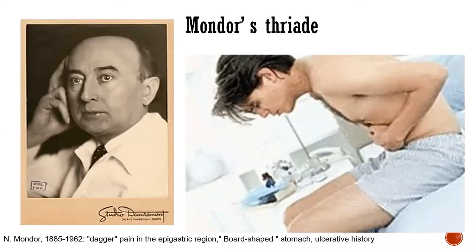The basic clinical description is described like Monder's triad: the dagger pain in the epigastric region, board-shaped stomach, and the ulcerative anamnesis, a long ulcerative history.